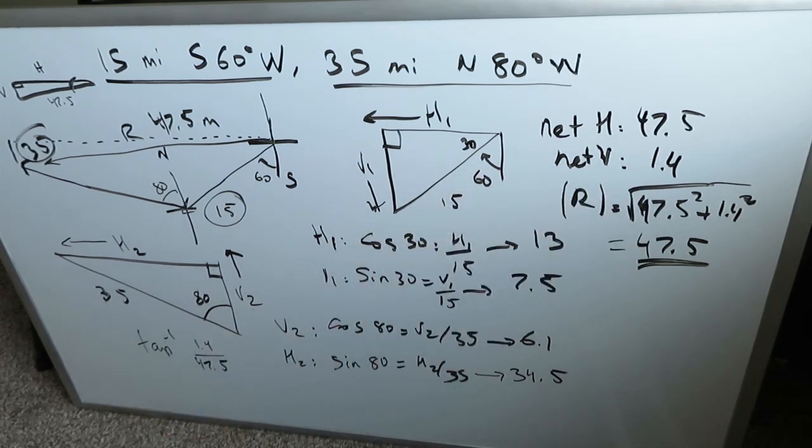If you cannot determine which one is your y, which one is your x based on your angle, then you will be doomed in terms of presenting a right answer. 1.4 divided by 47.5, inverse tan, I get 1.688. Let's round that to 1.7 degrees. We have a very small net direction, 1.7 degrees.